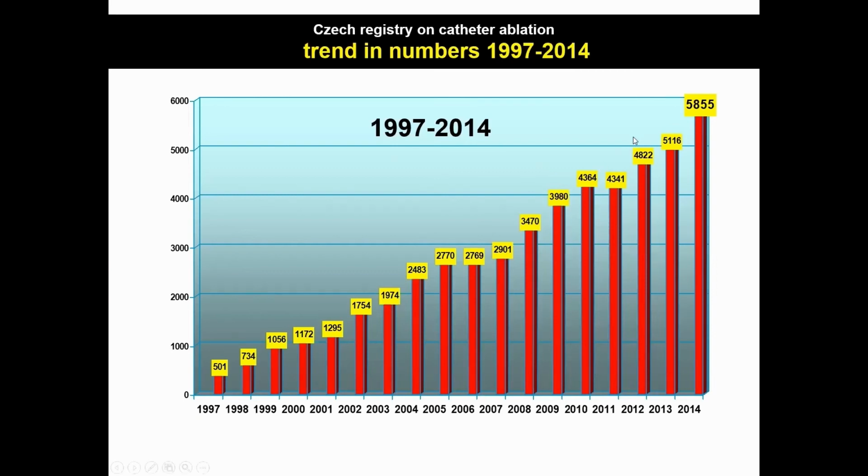And these are the numbers in the first years. In '97, only 500 ablations were done. Until 2014, the number increased more than 12 times to 5,800. You can see the increase is quite linear.